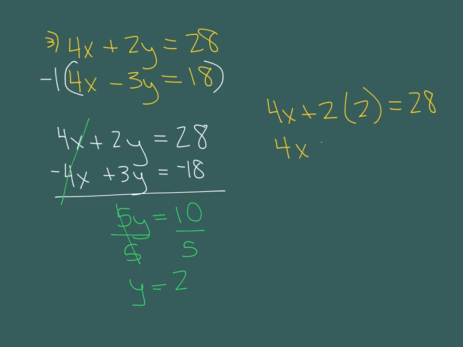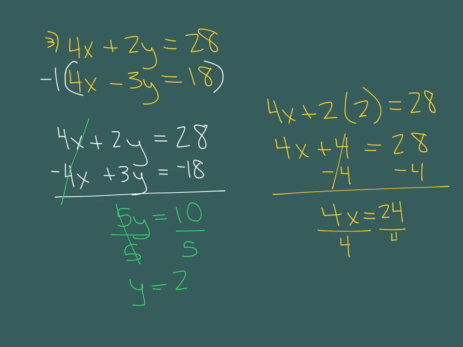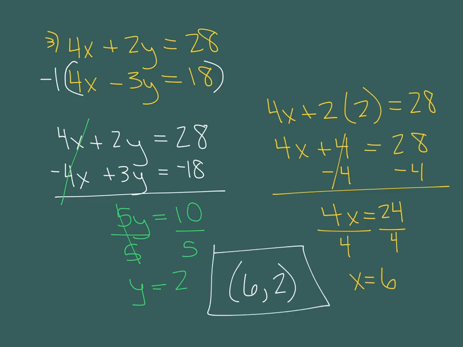So I've got 4x plus 4 equals 28. I'm going to solve for x by subtracting 4 from both sides. So I get 4x equals 24. Divide both sides by 4, and I get x equals 6. So my final answer: x equals 6 and y equals 2. So the coordinate 6, 2 is my final answer.